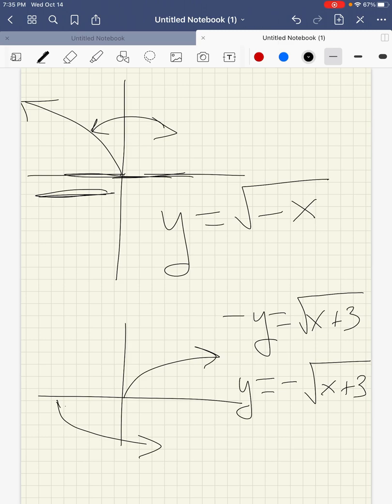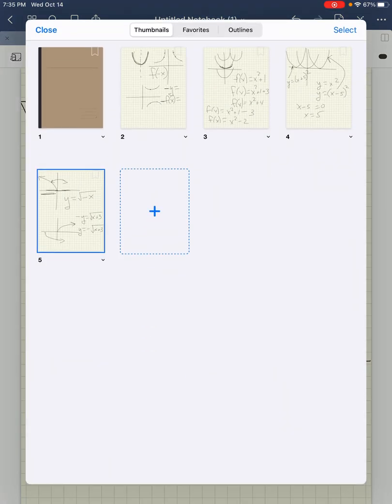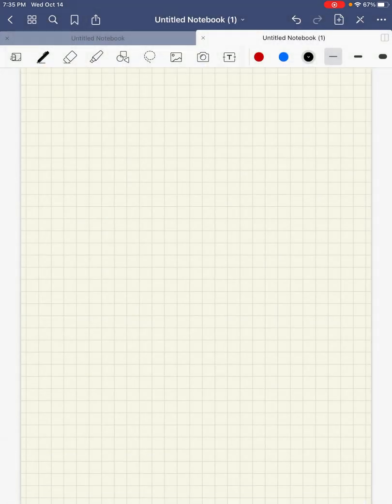Okay, so another one on page 216. It says, let me get to another page. Graph the equation y equals 1 over x. Then write the equation of the graph that has the same shape but is translated 3 units to the left and 4 units down.